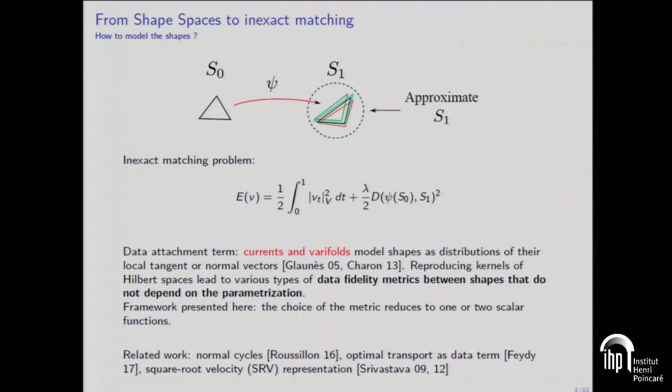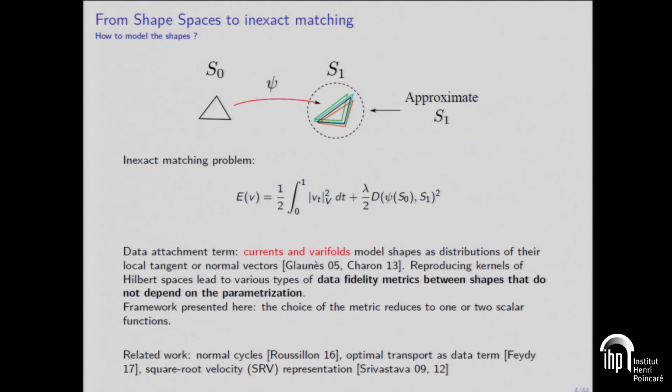Well, this is where you use currents and varifold. So as I said, currents have been introduced in 2005 by Joan Glaunès and varifold by Nicolas Charon 10 years later. And the use of reproducing kernel Hilbert spaces leads to various types of data fidelity metric between shapes that do not involve the parametrizations of these shapes. And today I will present you a common framework for these objects where the choice of the metric reduces to a few scalar functions. So some related work. Johan will later talk to you about normal cycles.